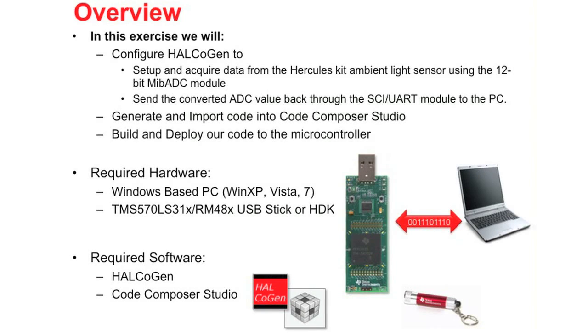In this exercise, we are going to use HALCoGen to configure the 12-bit ADC module to acquire data from the ambient light sensor that is included on the development board. We are also going to configure the SCI module in UART mode to transmit the converted digital value to the PC for observation in a terminal window. For this exercise, we are going to need a Windows PC, either the TMS570LS31 or RM48 USB stick, or either of the Hercules development kits. We're also going to need HALCoGen and Code Composer Studio.